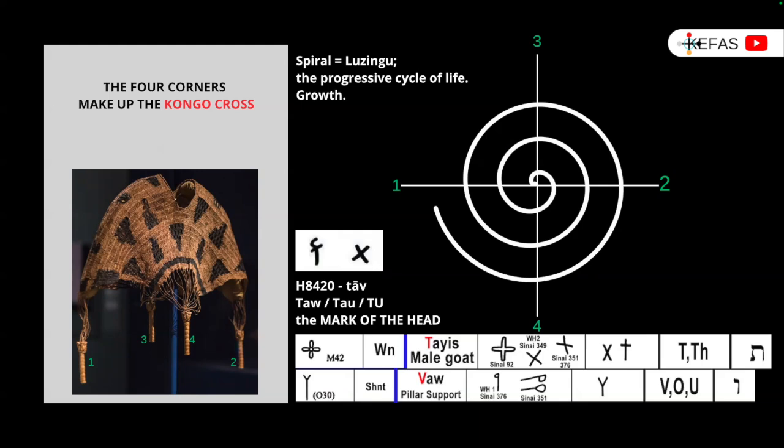We have two words to denote life. In Kikongo, we have the word moya, which represents life. Moya is life. Kimoya is living, having life. Another word which denotes life is luzingu. But luzingu does not speak of the regular life as we are living right now here on the earth. Luzingu represents the progressive cycle of life. That is to say that we are always progressing as spiritual beings.